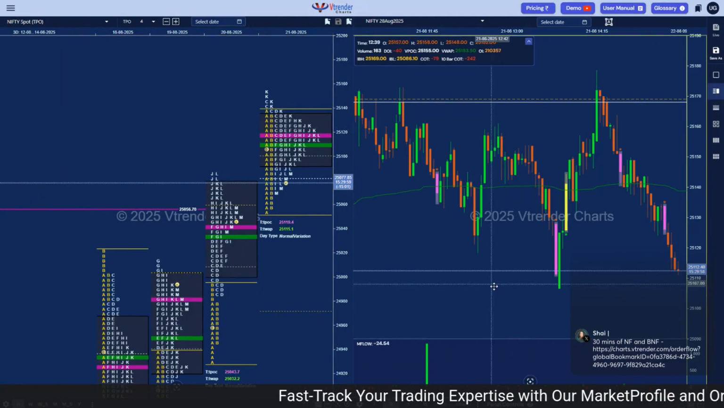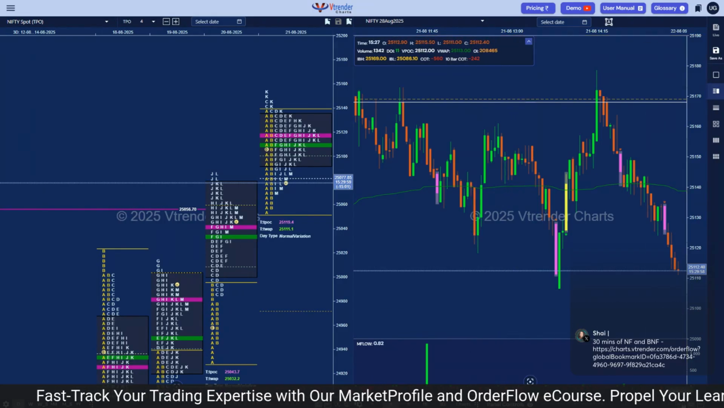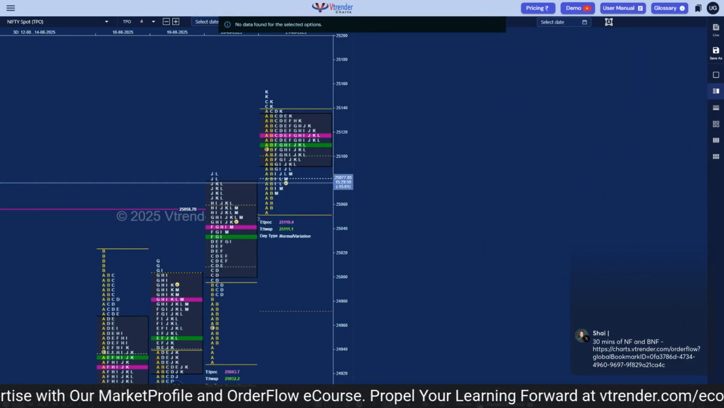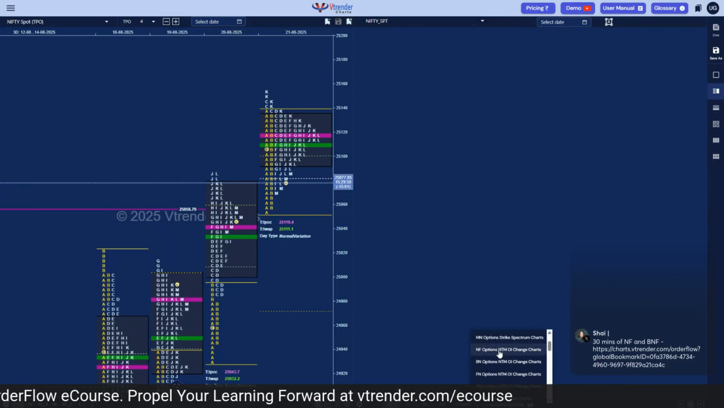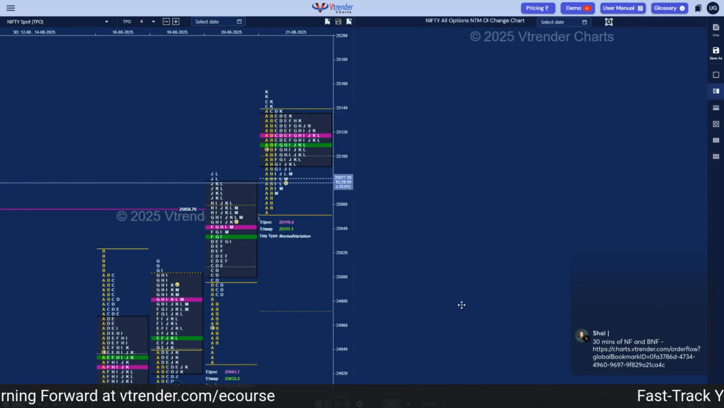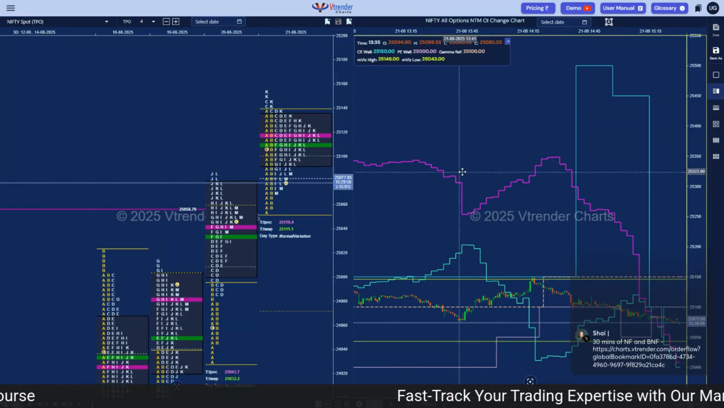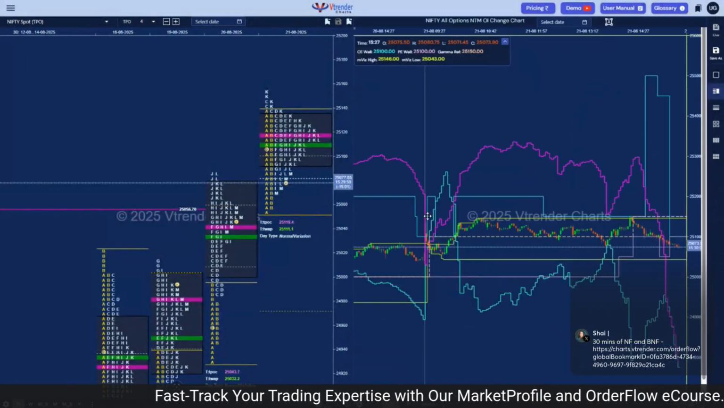If I want to go to the spectrum chart, I'll first have to change this to a line chart. From the line chart, in this option, the three dots you have, you'll get a drop down, and I'll choose NF options NTM OI chain charts. What does this tell me? This shows me the spectrum range, and I'll go with the 3 minutes so that we have a view of the entire day.